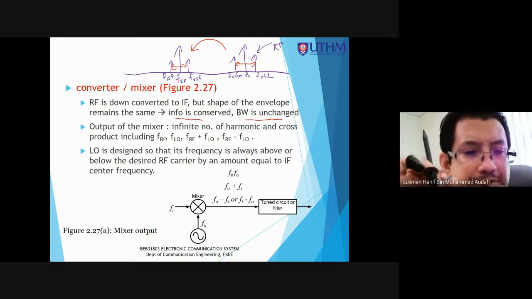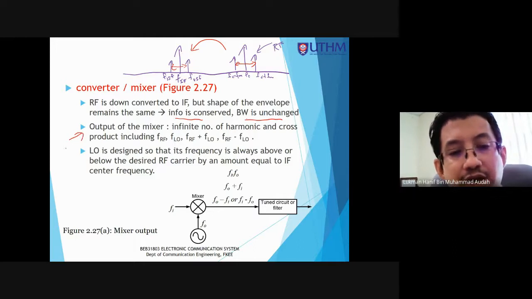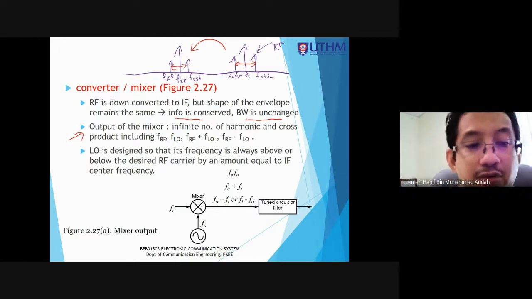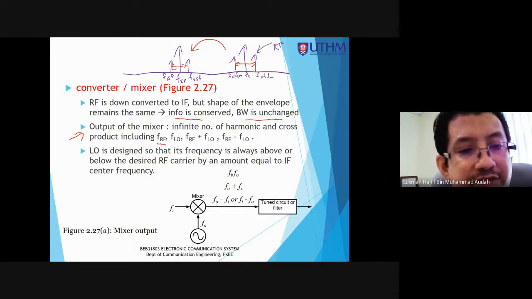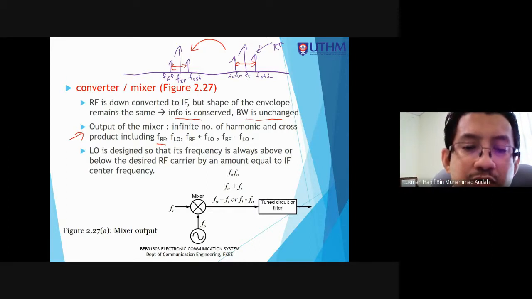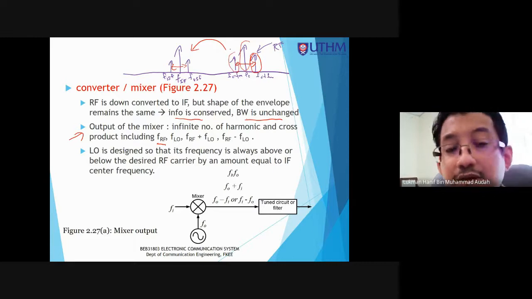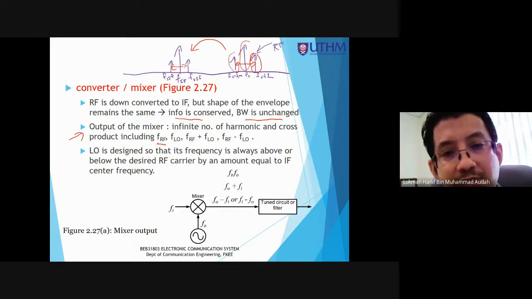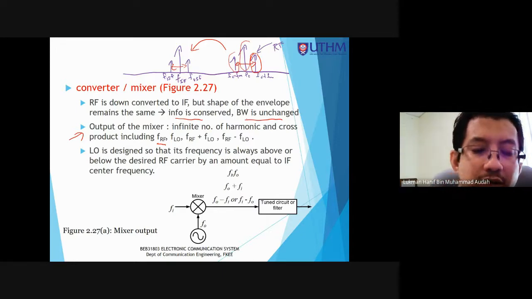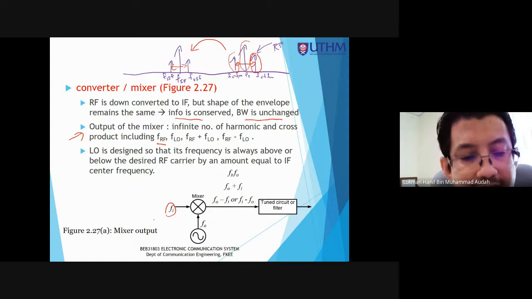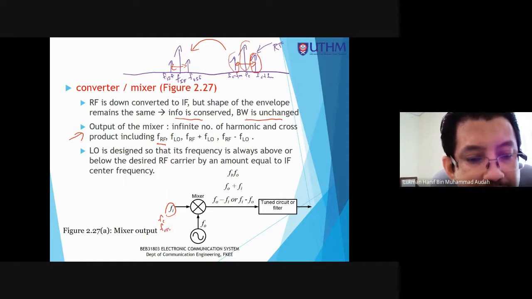Okay, and then what? The output of the mixer is an infinite number of harmonics and cross products, including the FRF. Apa itu FRF? FRF adalah semua komponen ini. Dalam saya punya lukisan ini ada 3 komponen FRF. Ada 3. Okay, dalam saya punya example. Okay, ada 3 iaitu USB, carrier dengan LSB. Okay. Kemudian ada local oscillator yang ini. So maknanya kalau dilihat di sini, saya ada carrier, saya ada F USB, ada F LSB.